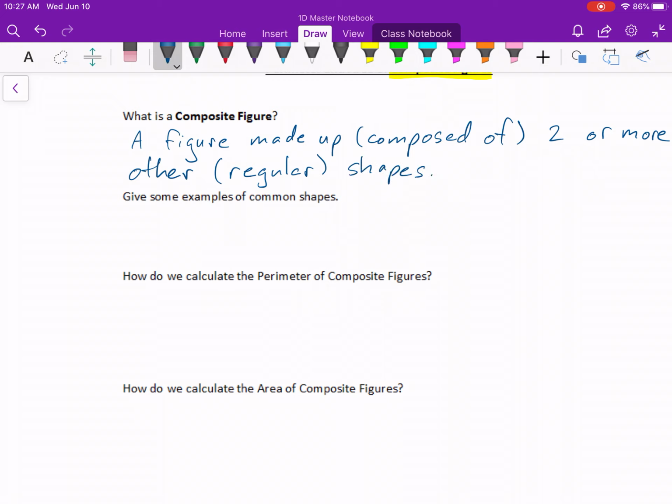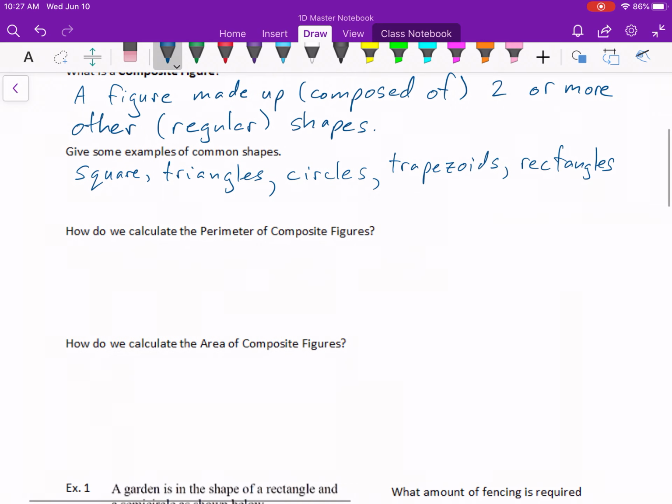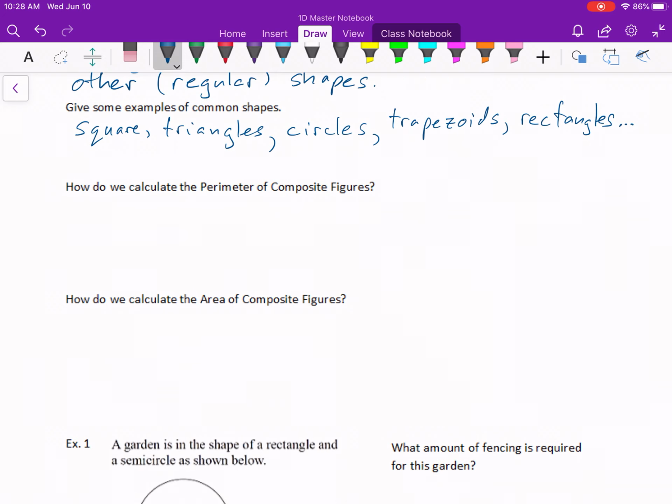So what do I mean by regular shapes or common shapes? Well, squares, triangles, circles. What else do we have? Trapezoids, rectangles, etc. All right, there's more. There's pentagons and octagons and parallelograms and so on and so forth, kites. But you get the idea.